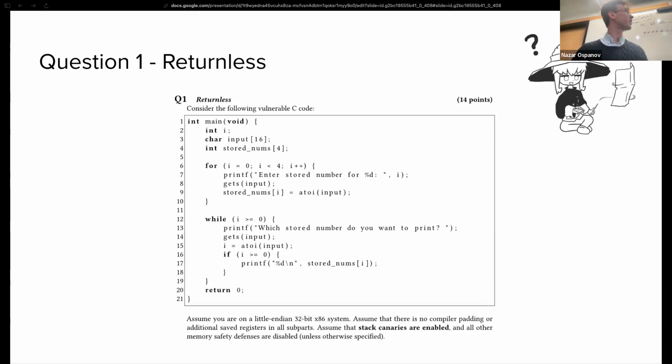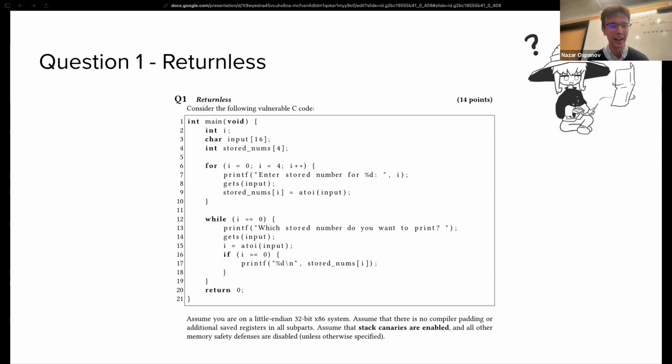Yeah, so let's jump straight into the questions. Question one is called returnless, and as you can see, it's from one of our past papers. I'll do a quick rundown of what the function does, and then I'm going to give you a couple of minutes to think about it.